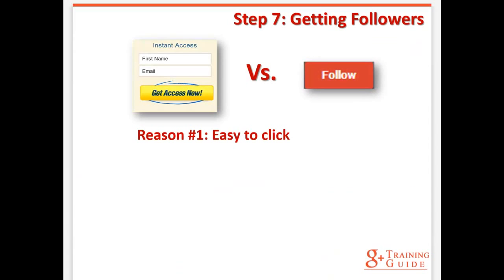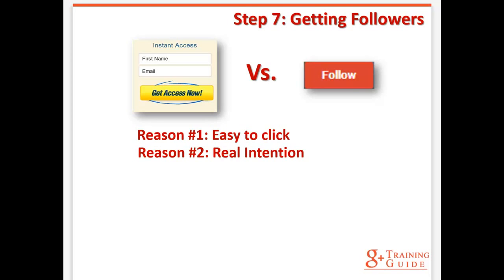Reason number 1, easy to click. On an opt-in form, you have to type your name and email into it. Most people don't like to do that. Do you know how hard it is to build a list of 1,000 people into your email list? With a follow button, all you need is to click it and you're done. You can build a great audience of hundreds of people who are part of your circles in a single day, 100% free.